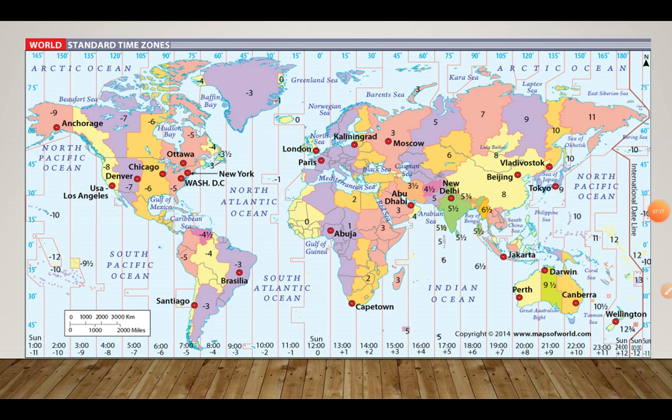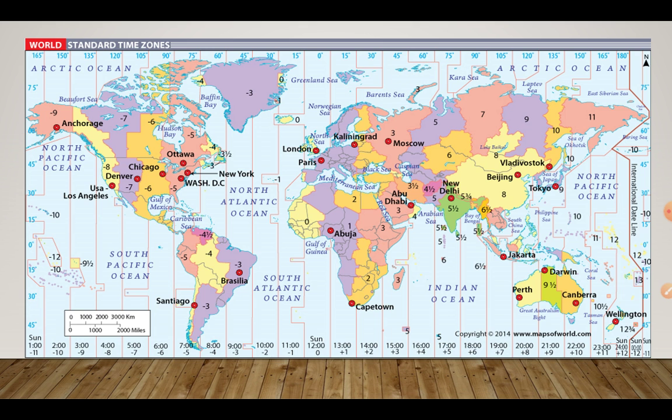Now let me give you an example of difference of time between two countries. For example, India is 12 hours ahead of America. It means if it is 8 a.m. in India, then it would be 8 p.m. in America, but this 8 p.m. was behind, right? So America is 12 hours behind India.